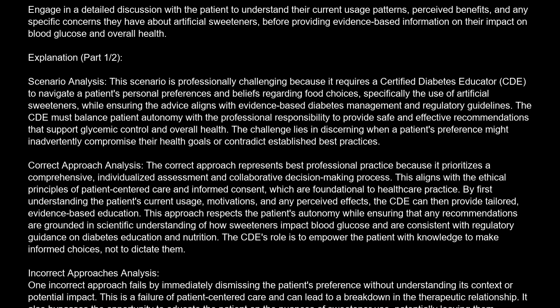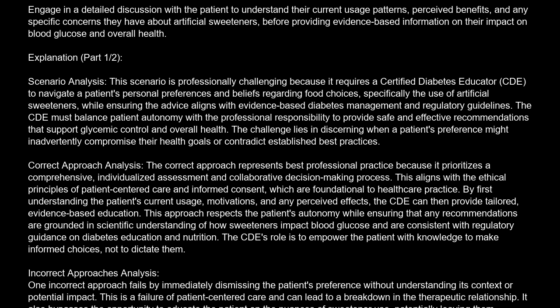Explanation. Scenario analysis. This scenario is professionally challenging because it requires a certified diabetes educator, CDE, to navigate a patient's personal preferences and beliefs regarding food choices, specifically the use of artificial sweeteners, while ensuring the advice aligns with evidence-based diabetes management and regulatory guidelines.